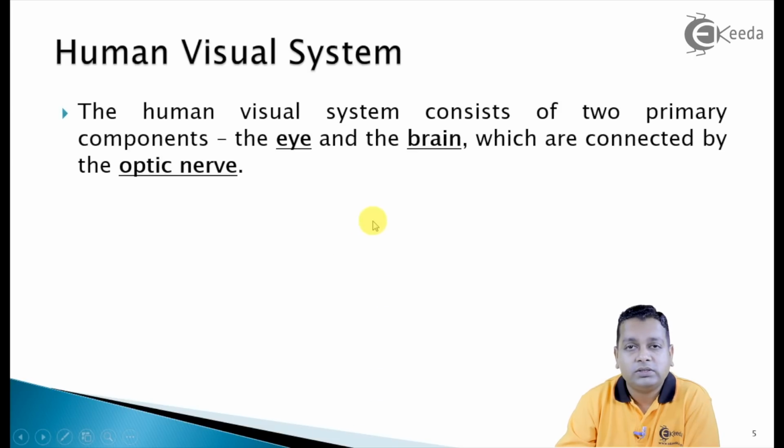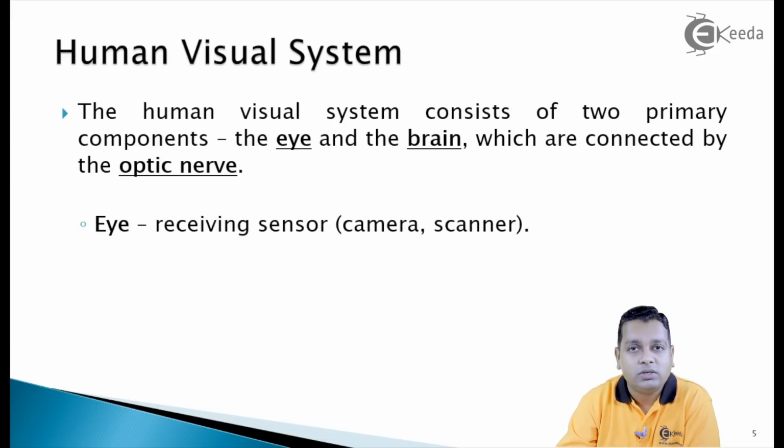The human visual system basically consists of two primary components. These are the eye and the brain, and these two are connected by the optic nerve. The eye is actually a receiving sensor. In our digital image processing system, in place of the eye we have a camera or a scanner.